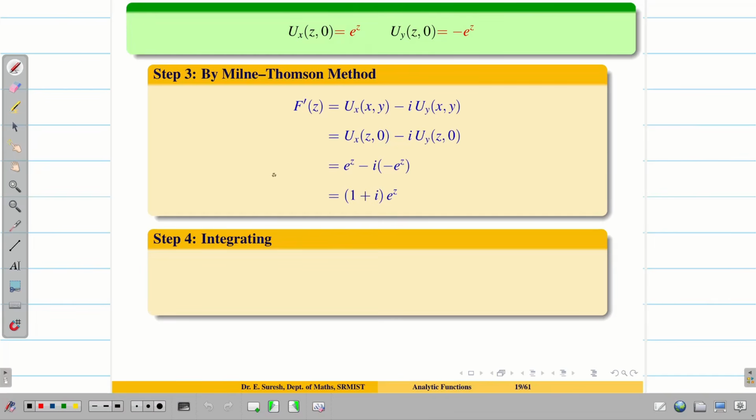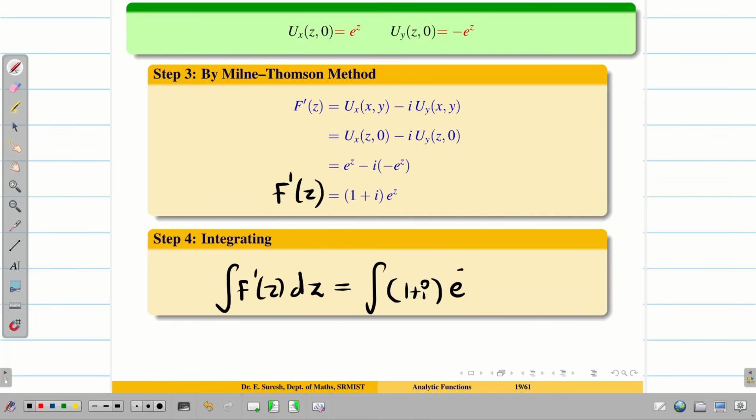Next we have to integrate this capital F dash of z, integral of (1 plus i) into e power z dz. I can take this (1 plus i) out, integral of e power z dz.